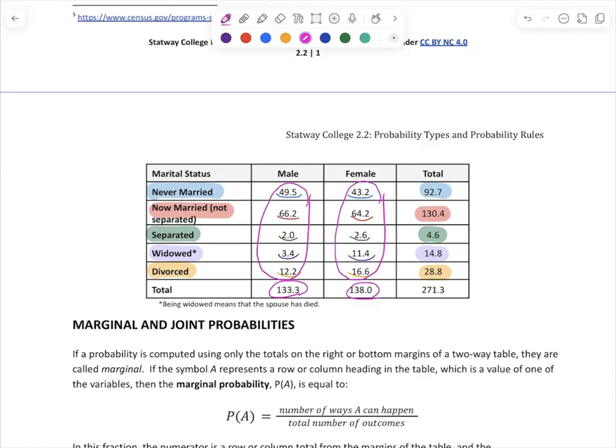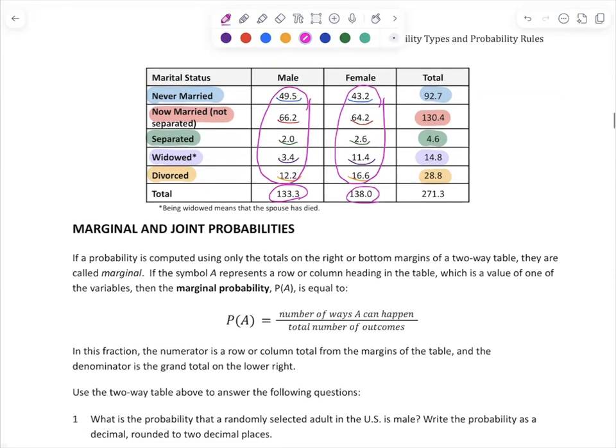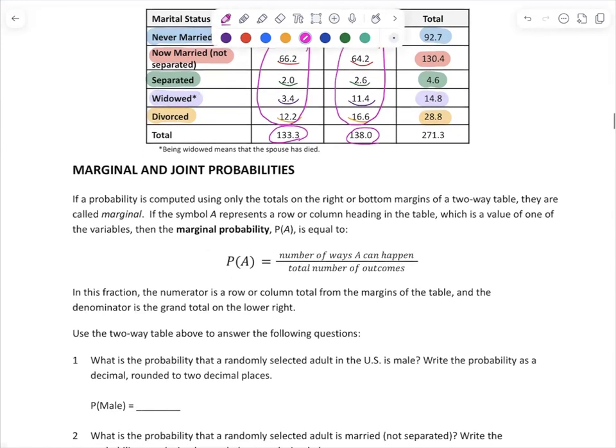For example, I tried to answer some probability specifically related to the margins, right? The margins includes the total. What do I mean by that? For example, suppose I'm trying to find the probability that I randomly select a person and that person is male. This P represents probability, the probability of an event. The event is being male.